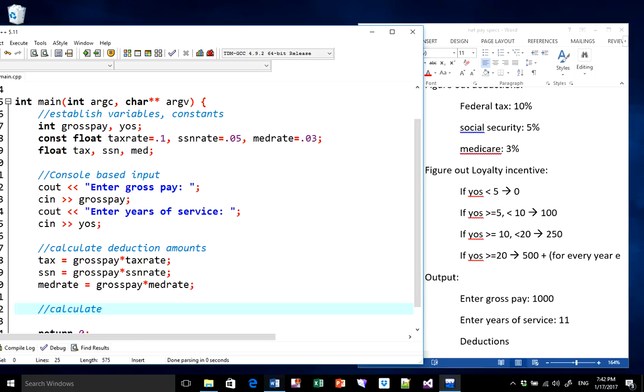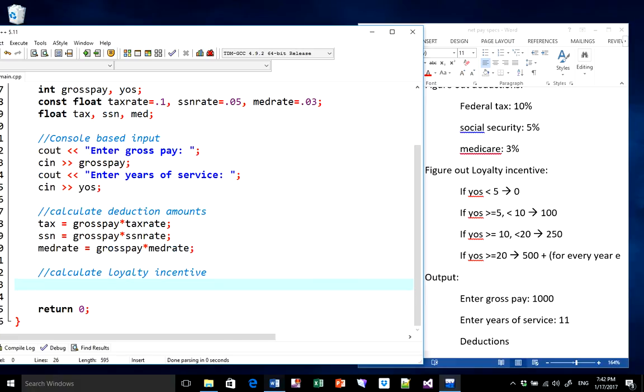And when you're doing your project, you don't have to put comments. It's just good practice for you. For me, it's just good practice. Calculate loyalty incentive. So I say if, years of service is less than 0.